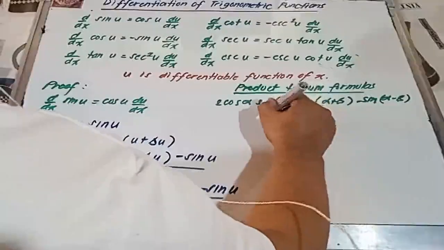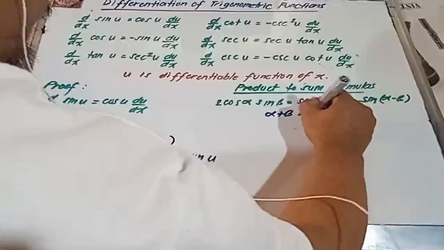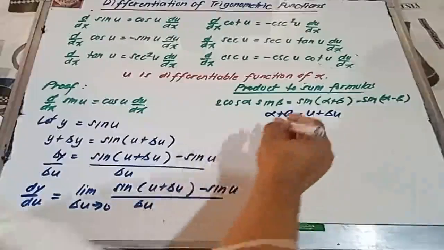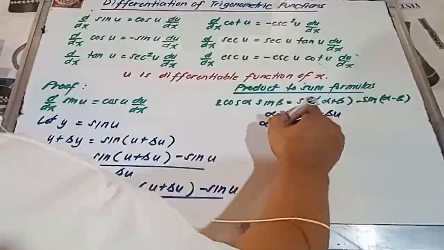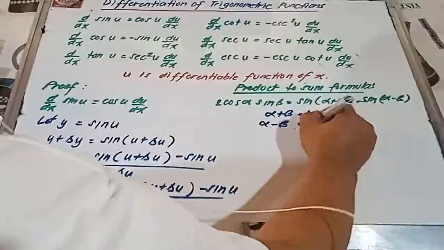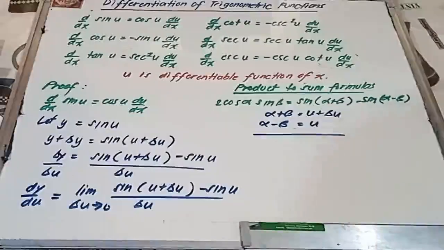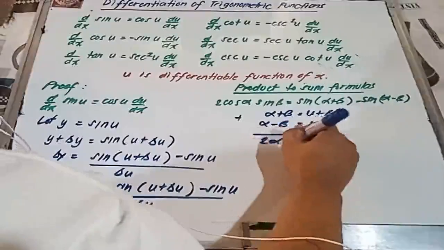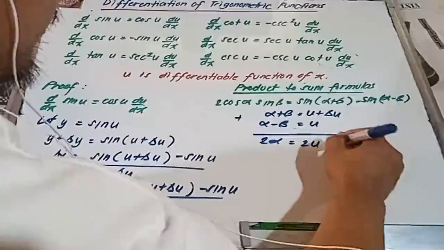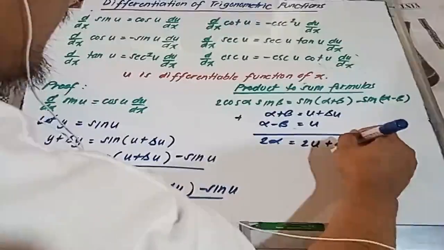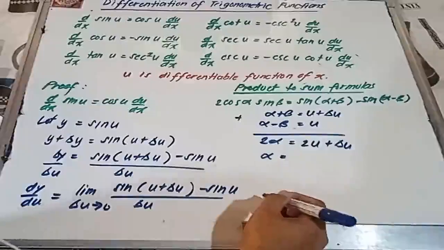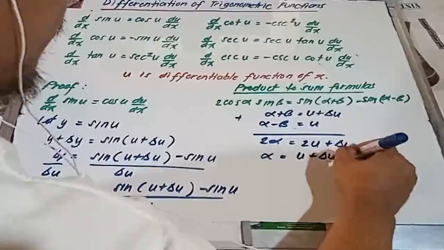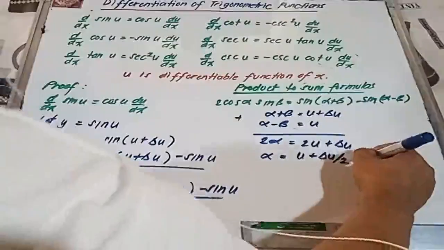Okay? Alpha plus beta is equal to u plus delta u. From here, alpha minus beta is equal to u. So, alpha minus beta is equal to u. Okay. So, this is a system of linear equations. So, let's just add. We have 2 alpha is equal to 2u plus delta u. Therefore, alpha is equal to, divide both sides by 2, u plus delta u over 2. Okay? That is our alpha.